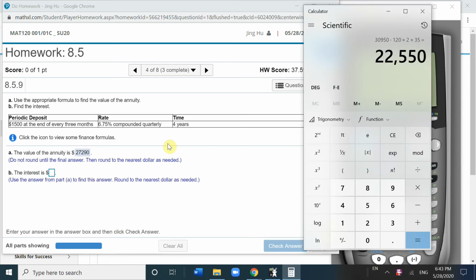So for the interest, the future value, you just get this answer, minus 1500, that's every quarter you pay, then times 4, that means every year how much you pay, and times 4 because 4 years.